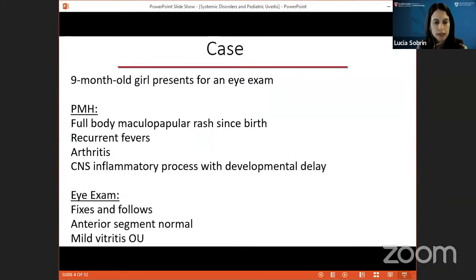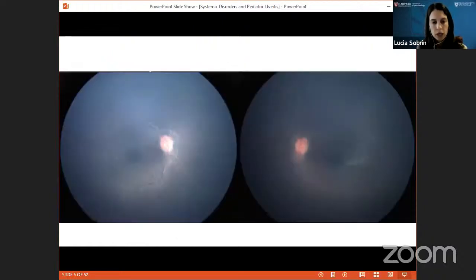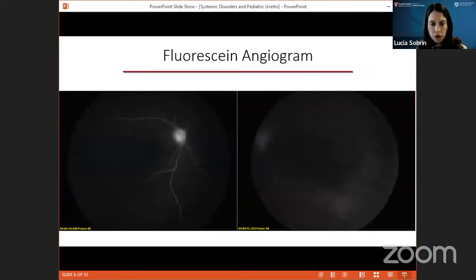Her anterior segment exam is normal, but she does have mild vitritis in both eyes. And these pictures taken with the RetCam in an examination under anesthesia show optic nerve hyperemia, as well as some perivascular fibrosis and exudates, which are most prominent in the right eye nasally. On the angiogram, you can see that both discs leak and that she has peripheral deep leakage diffusely.